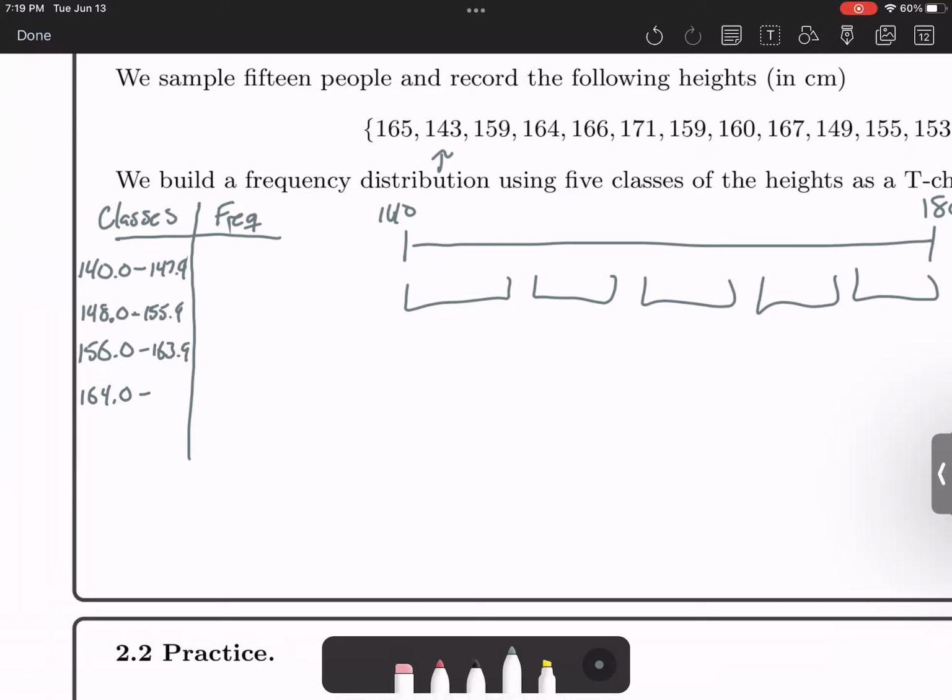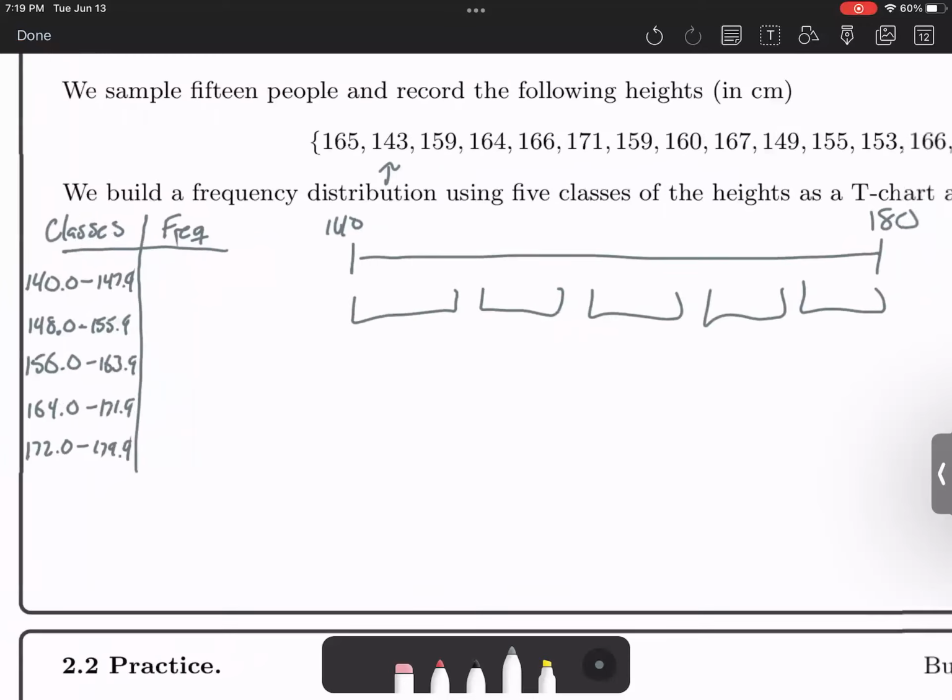Let's see, the fourth class is going to go from 164. If I add 8 to that, I get 172. So this will be 171.9. This will pick up at 172. And I get 179.9. Right? It's important that all of your classes are the same size, and they're all a class width of 8, because we define class width as lower limit minus lower limit, or upper limit minus upper limit. Okay, so these are all the classes.